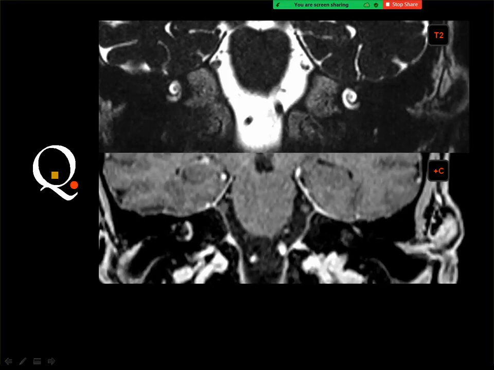Next case is an MRI of the petrous bone, and this is coronal T2, and this is coronal T1 post contrast.